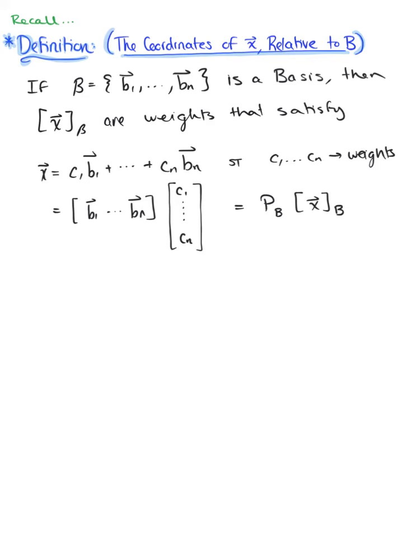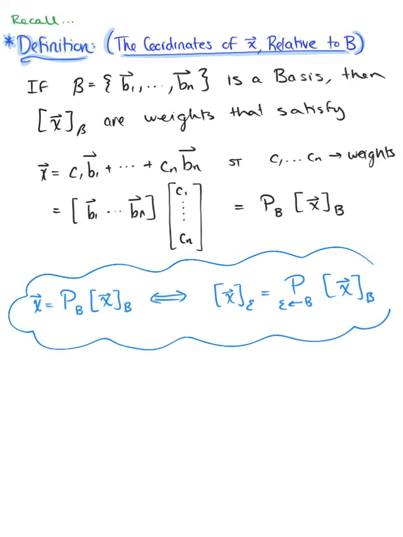And so what we just observed with the change of basis in Rn is that saying that vector x is equal to the change of coordinates matrix relative to basis B multiplied by the coordinates of vector x relative to basis B is analogous to saying that the coordinates of vector x relative to the standard basis is equal to the change of coordinates matrix from basis B to the standard basis multiplied by the coordinates of vector x relative to basis B. So these are in fact equivalent.